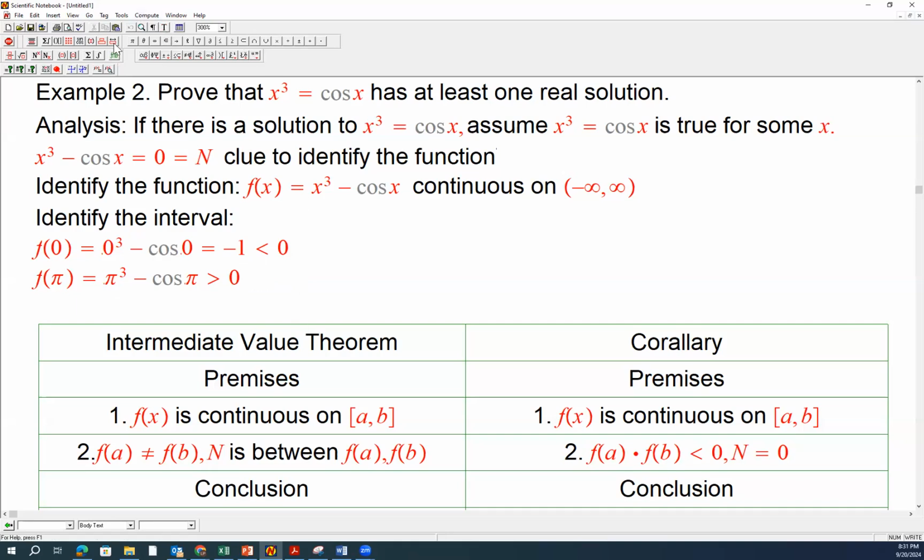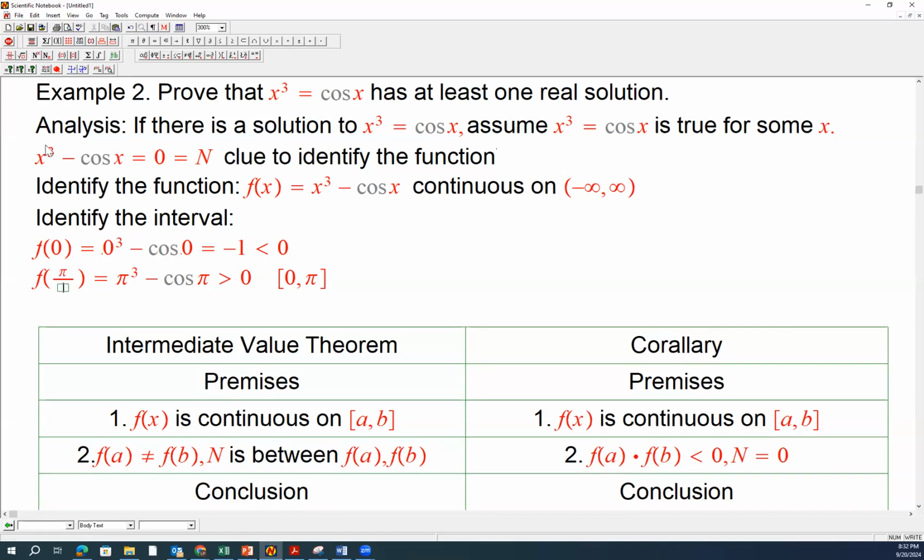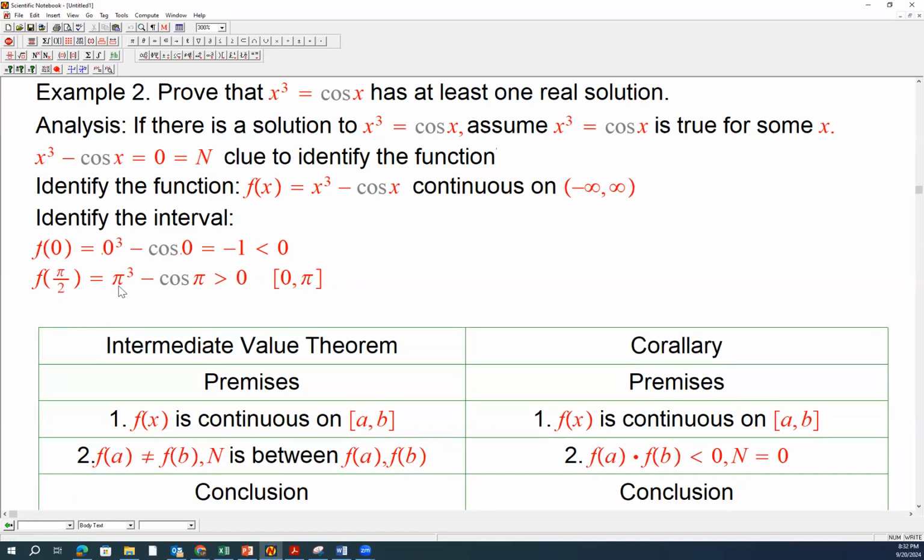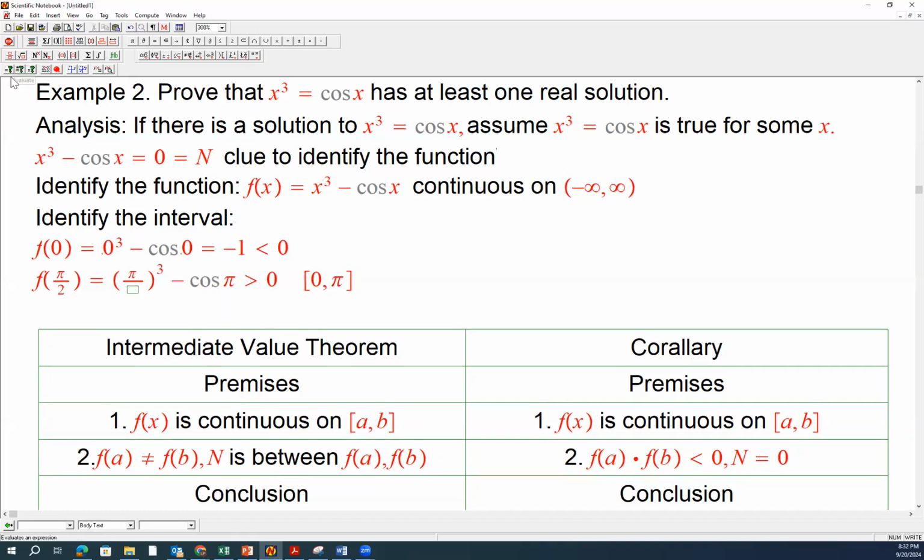So we have identified 0 to pi as an interval, right? One is negative, one is positive. Is this the only interval? Of course not. 2 pi will work, right? How about pi over 2? Let's try pi over 2. That's going to work too.